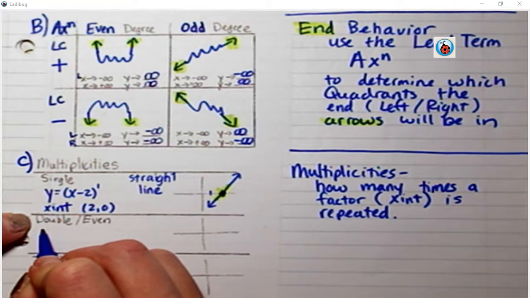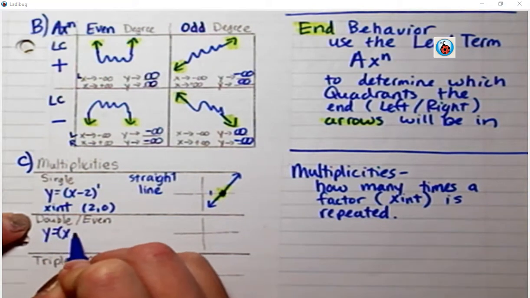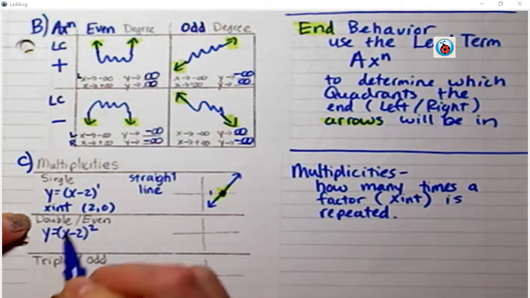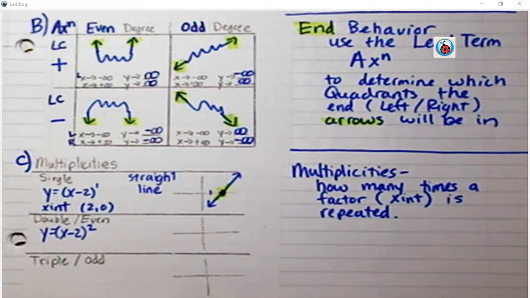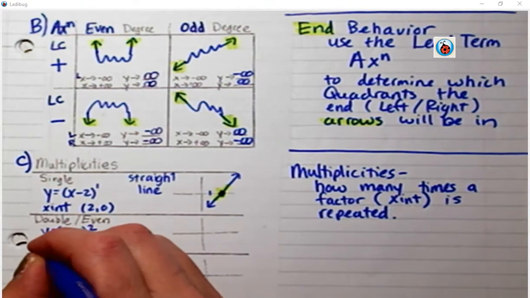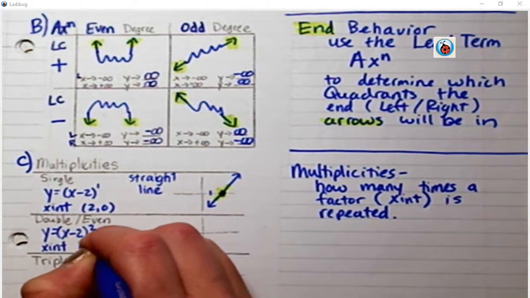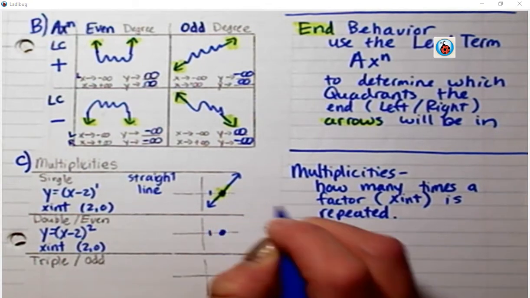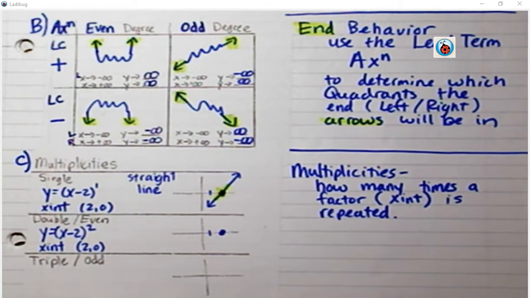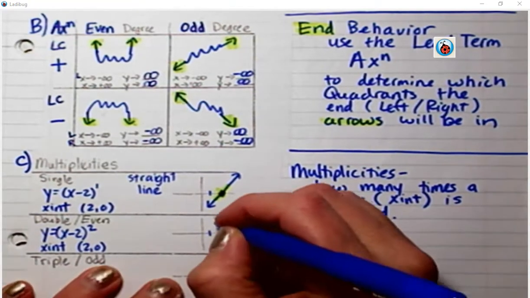Double. Y equals x minus 2 squared. The x-intercept is still 2, 0. Do you know what that looks like on the graph? It looks like a parabola. Okay, it looks like a parabola. So it looks like this.